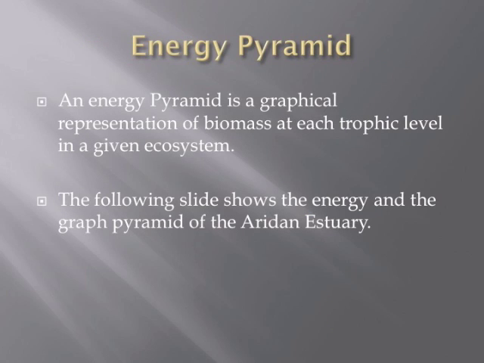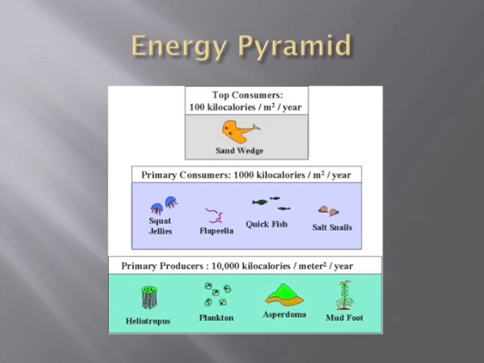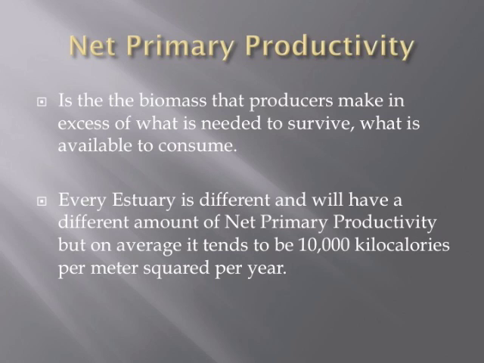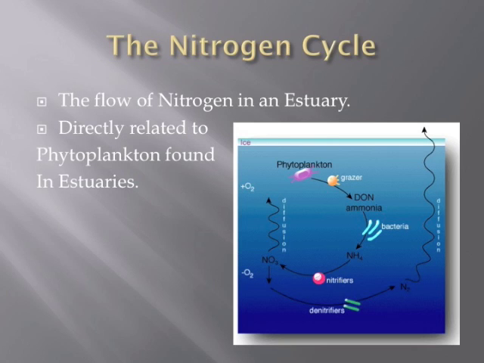Here's an energy pyramid which represents the biomass at each trophic level of an ecosystem. This right here is the energy pyramid. Net primary productivity is the biomass that producers make in excess of what is needed to survive and available to consume. Here's the nitrogen cycle in an estuary, directed to phytoplankton found in estuaries.